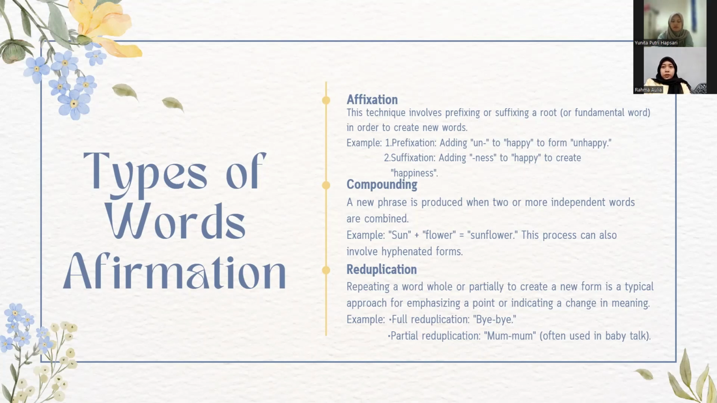Second, compounding is when a new word is produced when two or more independent words are combined. Example, sun plus flower becomes sunflower. This process can also involve hyphenated forms. Third, reduplication is repeating a word wholly or partially to create a new form, a typical approach for emphasizing a point or indicating a change in meaning.